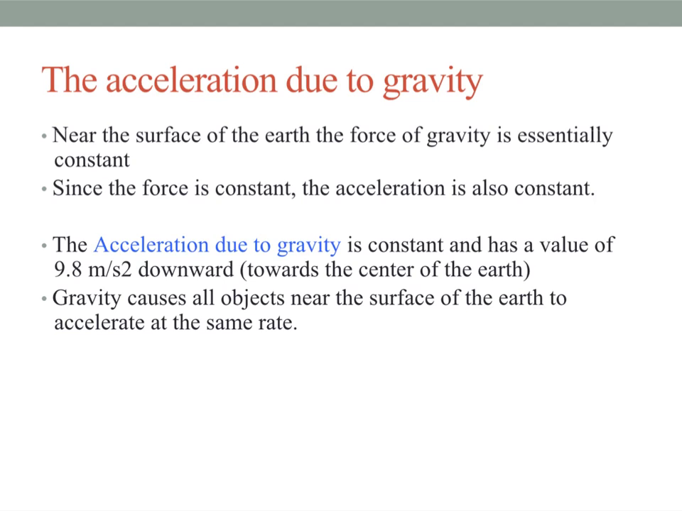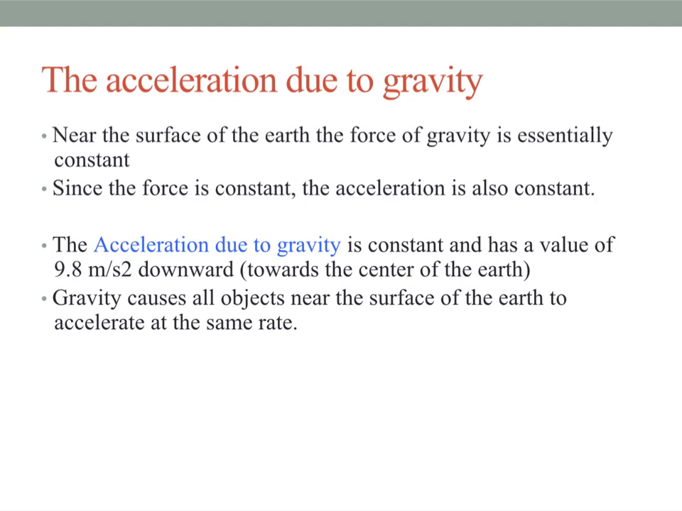And this is not obvious, but gravity causes all objects near the surface of the Earth to accelerate at the same rate. And people didn't used to realize this. In fact, Aristotle, who was a very famous scientist and philosopher, actually got it wrong, and he said that heavier objects would fall faster than lighter objects. And you might think of that. It makes sense in a certain sense.